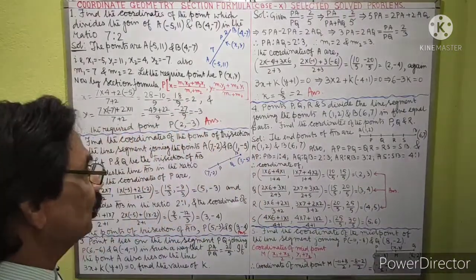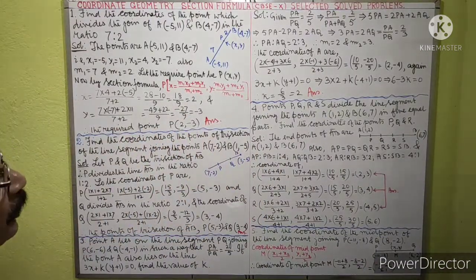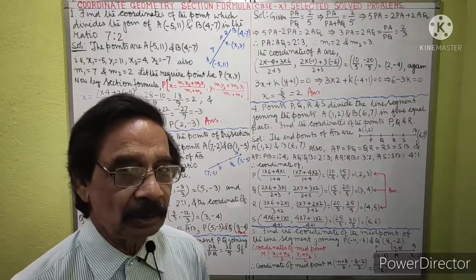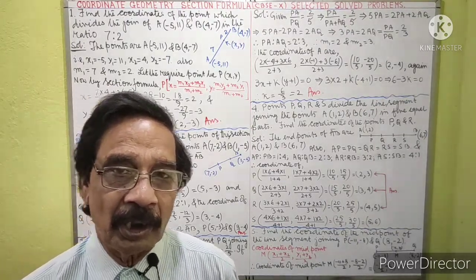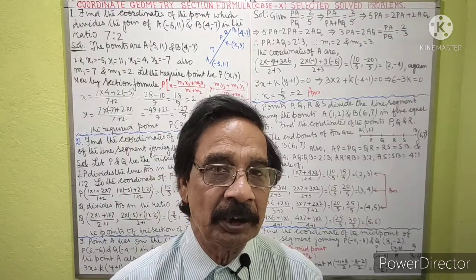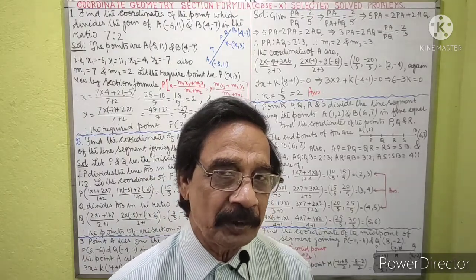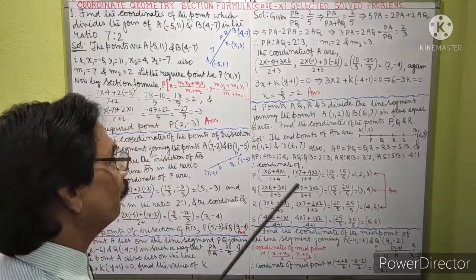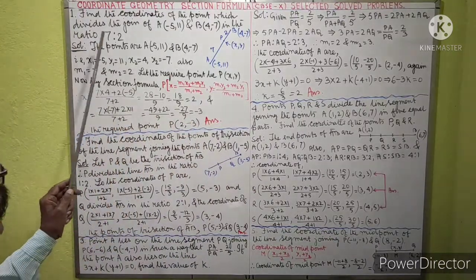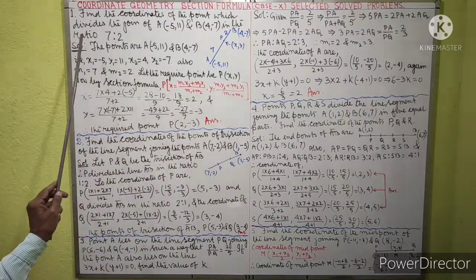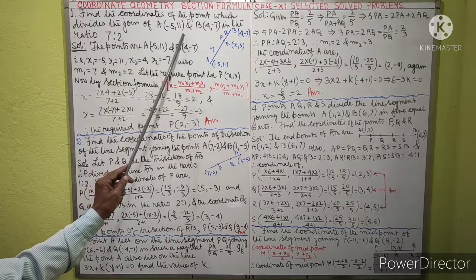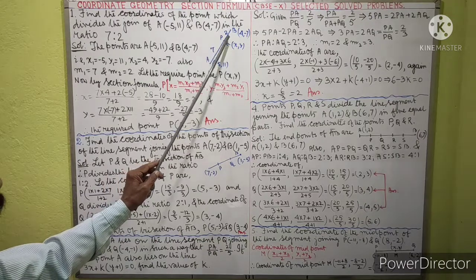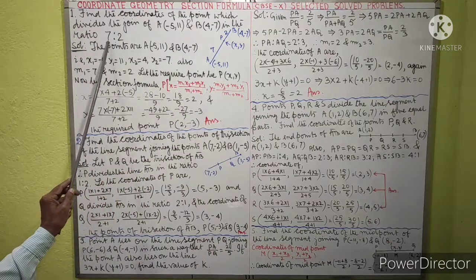Now the first question. These solved problems are all from R.S. Agarwal. You will get these problems in R.S. Agarwal's books. The first question is: find the coordinates of the point which divides the join of A (-5, 11) and B (4, -7) in the ratio 7:2.